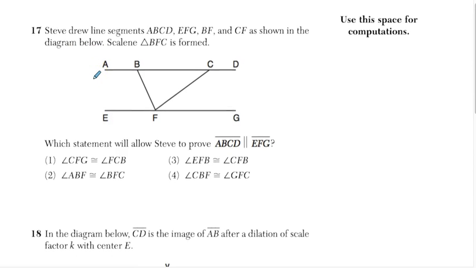All right, number 17. Steve drew a line segment ABCD, EFG, BF, and CF as shown below. Triangle BFC is formed. Which statement will allow Steve to prove that ABCD is parallel to EFG? All right, let's take away those crappy lines. So this is actually one of the few level 4 questions. Level 4 questions about parallel lines.